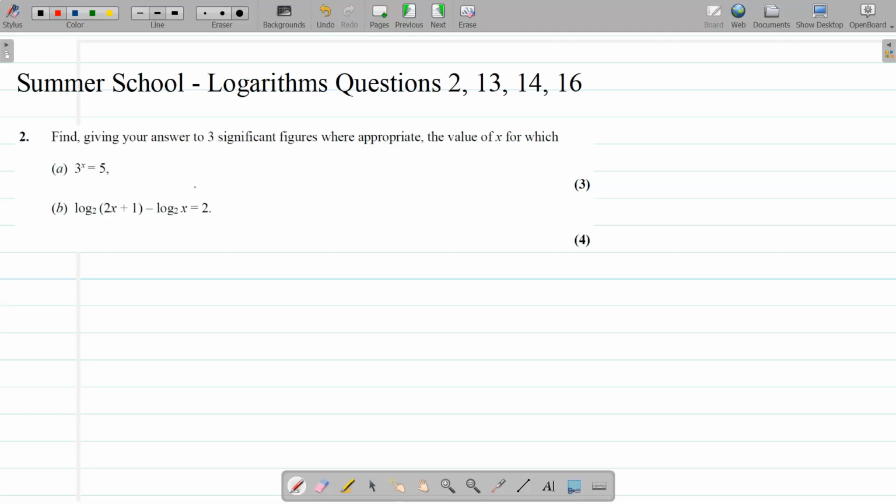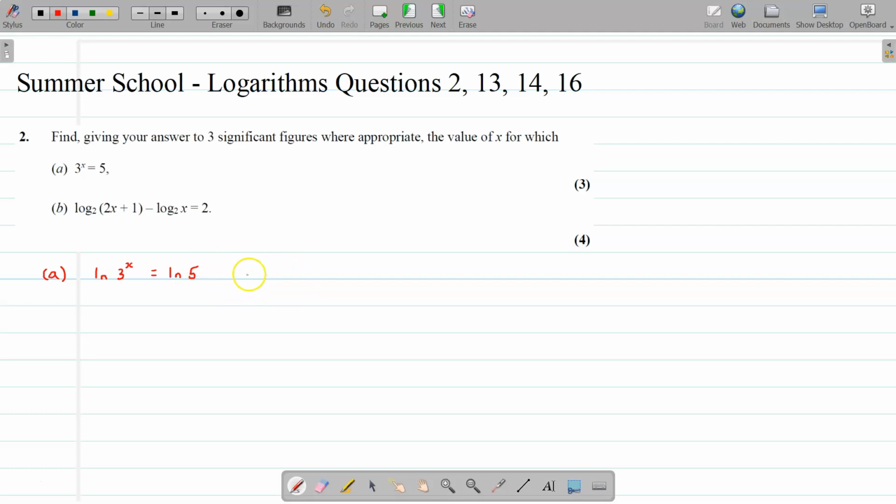The first one we're going to take, we don't actually see logs mentioned in it, but when you've got x as a power, usually you take logs, and that's exactly what you do here. So the first thing I'm going to do with question A is simply take natural logs of both sides. I could do this in any base, base 10 or base 2 or anything, but it's easier to do the natural log of both sides. So it must be true that the natural log of 3 to the x is equal to the natural log of 5.